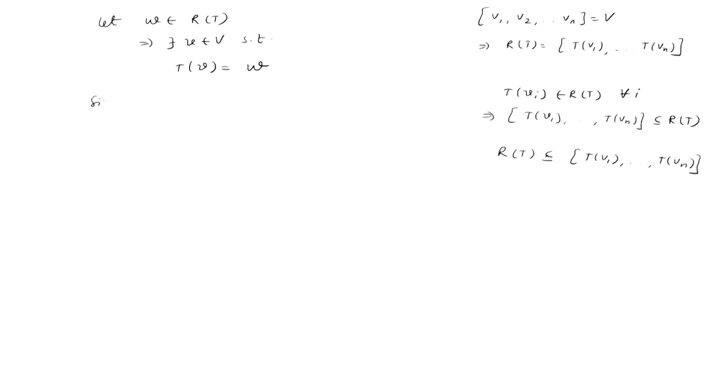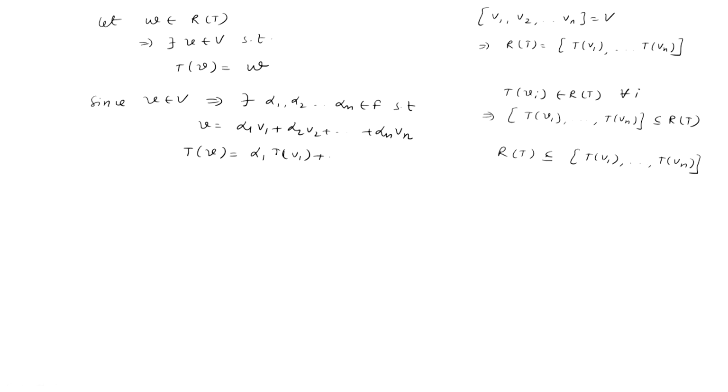So since V belongs to capital V, this implies there exist alpha 1, alpha 2, up to alpha n belonging to the field such that V equals alpha 1 V1 plus alpha 2 V2 and so on up to alpha n Vn. Now T of V will be equal to, since T is linear, alpha 1 T of V1 and so on up to alpha n T of Vn. That means it belongs to the span of T of V1 and so on up to T of Vn.